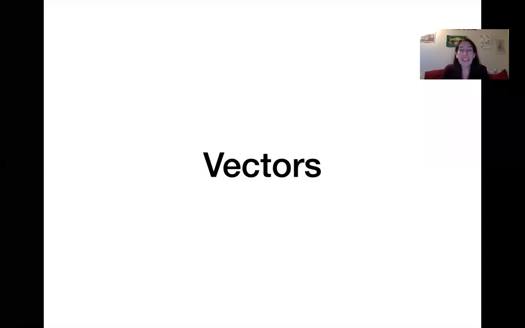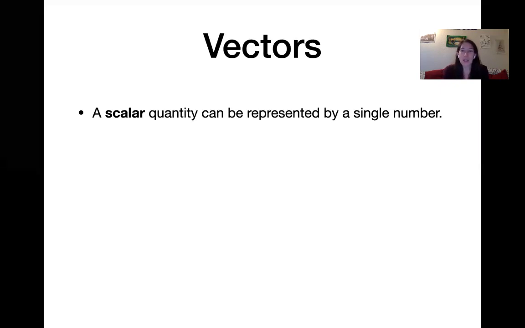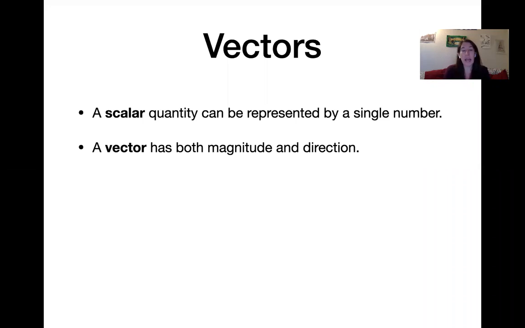Hi everyone. In this video, we're going to discuss vectors. So what is a vector? A scalar quantity is something that can be represented by a single number. That is not a vector, that is known as a scalar. A vector, on the other hand, is something that has magnitude and direction, so it cannot be represented by a single number.